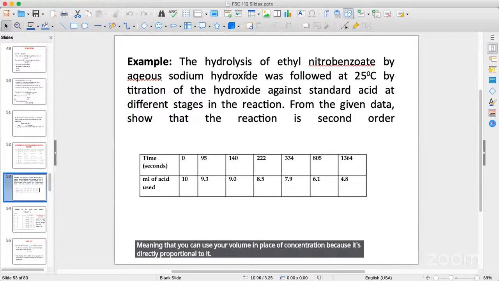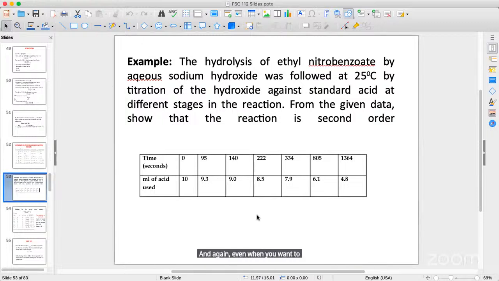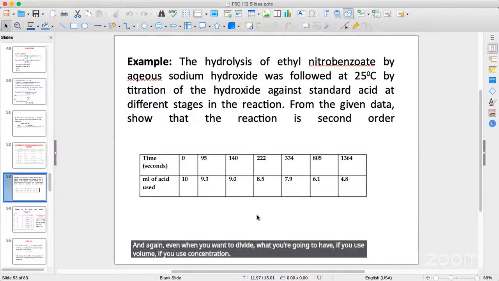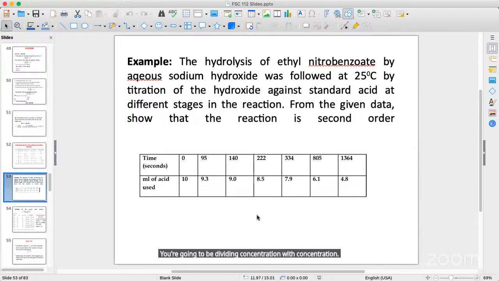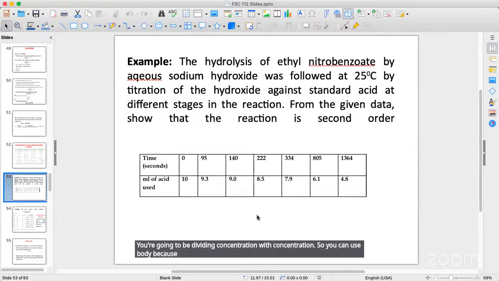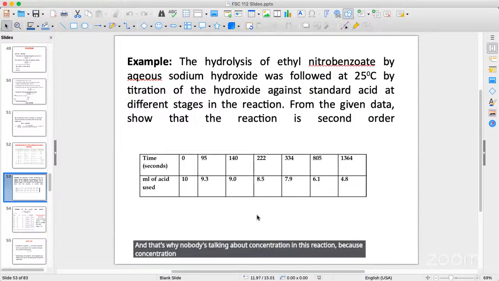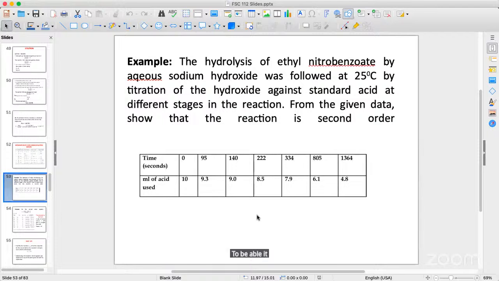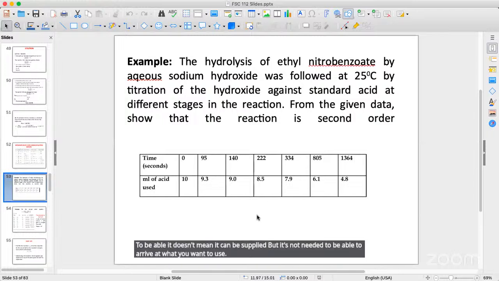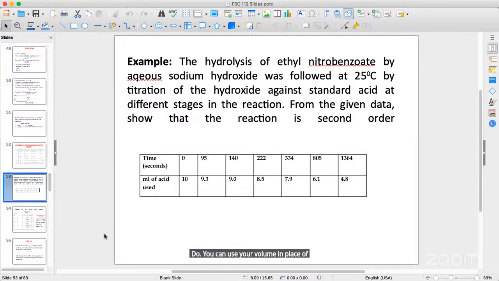And again, when you want to divide, if you use concentration, you're going to be dividing concentration by concentration. So you can use volume, because at the end of the day, it still amounts to the same thing. That's why nobody is talking about concentration in this reaction. It doesn't mean it can't be supplied, but it's not needed to arrive at what you want. You can use your volume in place of concentration.